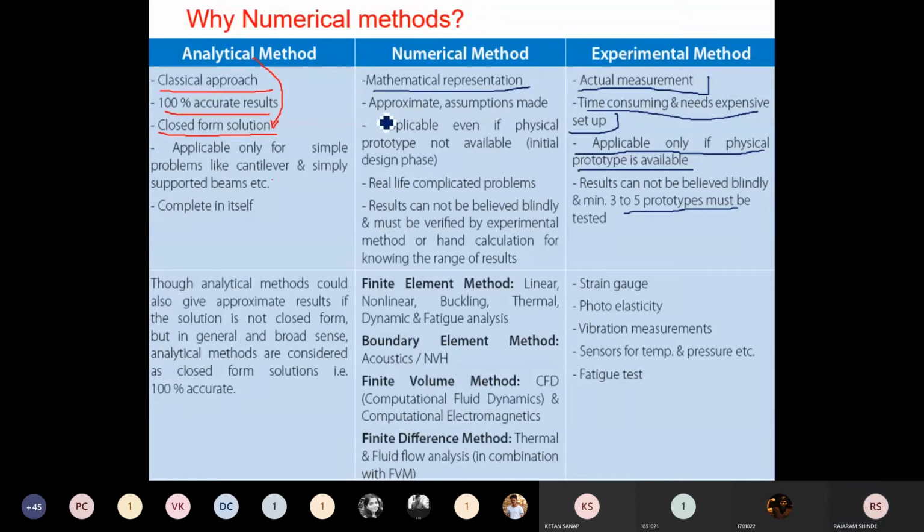Here, approximations and assumptions are made in the numerical method. How can I explain this statement? Here I have explained one example for the calculation of the area of an irregular geometry. For the calculation of the area, what have I done? I approximated the geometry. Am I right? I have assumed the geometry.